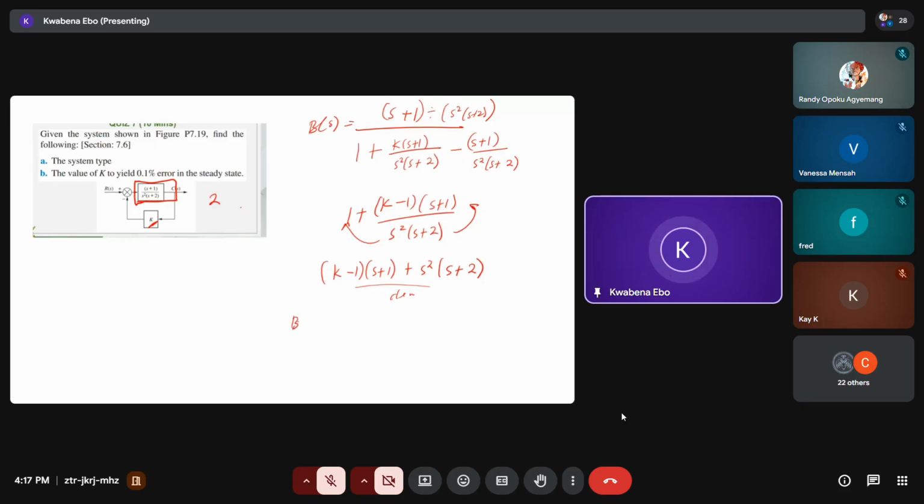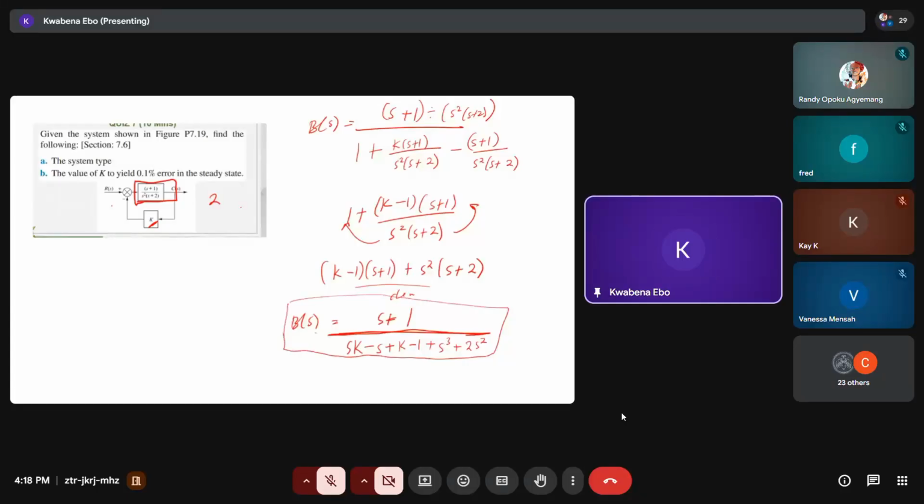So that means our B of S will be S plus 1 over, I'm expanding this straight away, so we get SK minus S plus K minus 1 plus S cubed plus 2S squared. This is what we will get as our B of S. Now this is what we use to find the expressions and the system type. I hope everyone gets it. If you don't get something, just unmute or raise your hand.